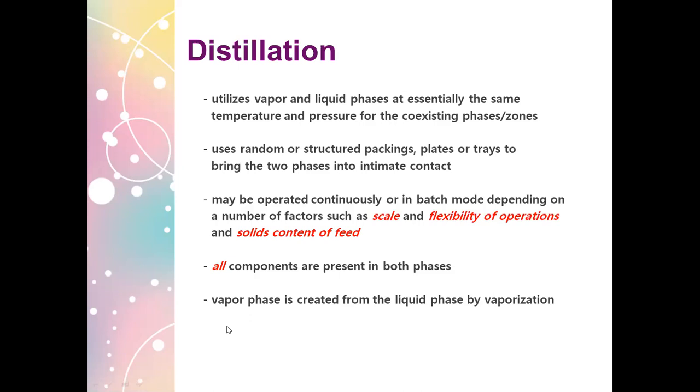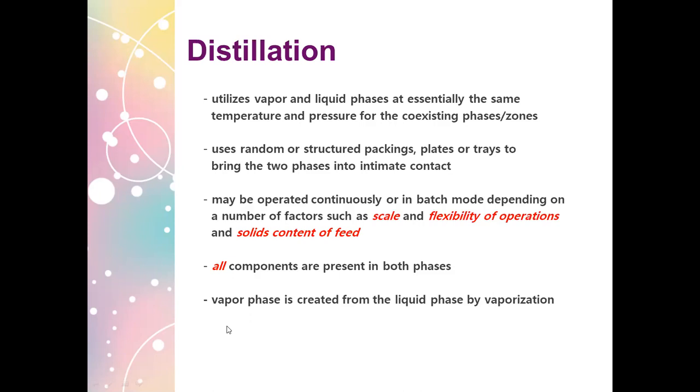Now, our process, distillation, may be operated continuously or in batch mode, depending on a number of factors. So these factors are as follows. We have to consider the scaling, the degree of the formation of scale inside the column, the flexibility of operation. Is our distilling column going to be used only by one particular feed material, or has it to be used by different feed material? And the solid contents of the feed. So these three are very important. That way we can decide whether a column is to be operated in continuous or batch mode.